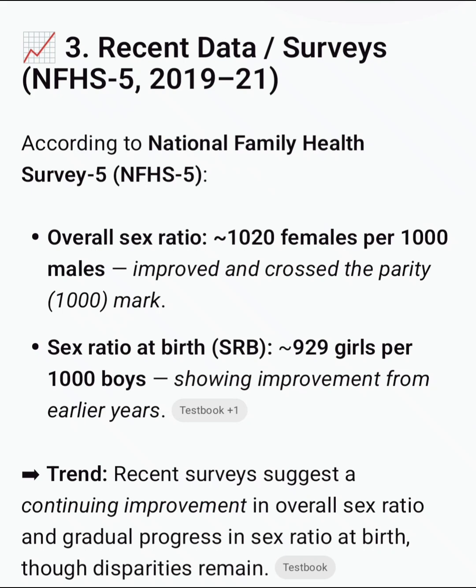Recent survey data. According to the National Family Health Survey, the overall sex ratio is 1020 females per 1000 males, which has improved and crossed parity. And the sex ratio at birth is 929 girls per 1000 boys, showing improvement from earlier. What is the trend? The recent survey suggests continuing improvement in the overall sex ratio, and gradual progress in the sex ratio at birth, though disparities remain.